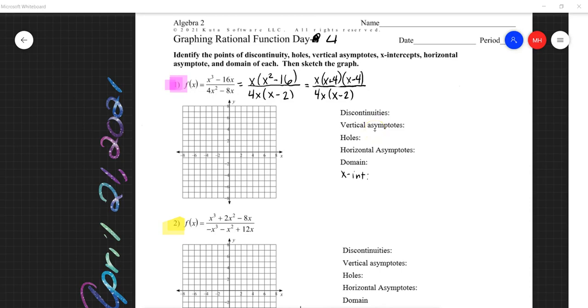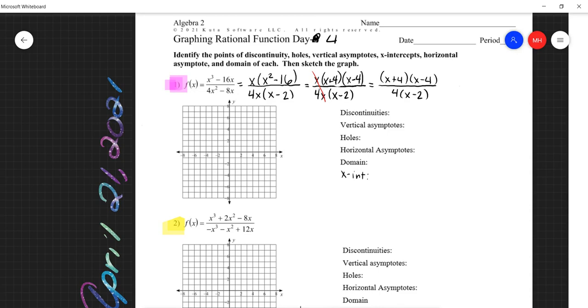From here, we factored everything that we can. There's no more numbers to pull out in common, no variables to pull out, anything like that. So we're going to cross out what we have in common in the numerator and denominator, which would be the x right here. It's in top and bottom. And we are left with x plus 4 times x minus 4 all over 4 times x minus 2. So there's our factored version of number 1.